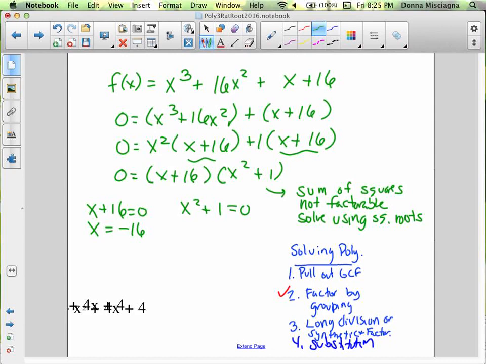All right, so now x squared plus 1, not factorable. So we're going to solve using the square root. Got to isolate the something squared. So we'll subtract 1 from both sides. X squared equals negative 1. And now you can see why it really wasn't factorable. We'll take a square root of both sides.